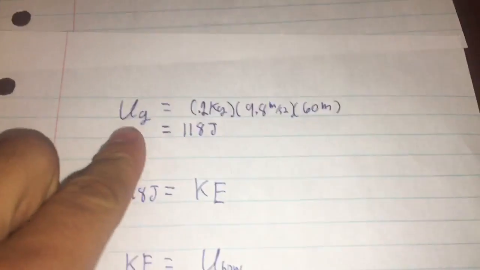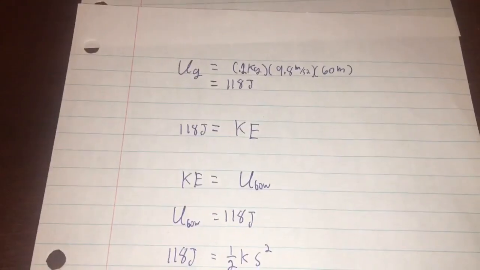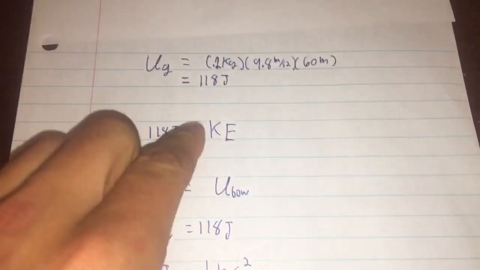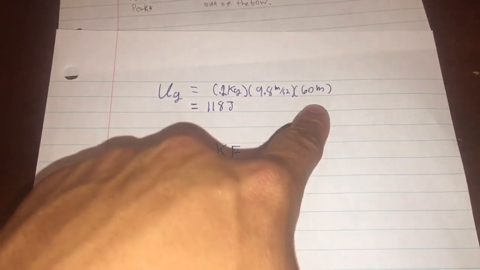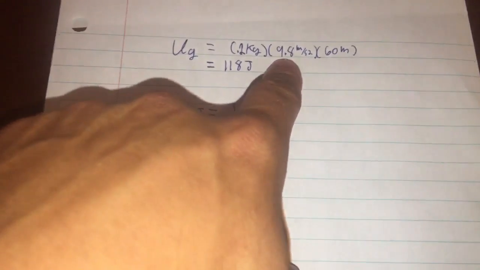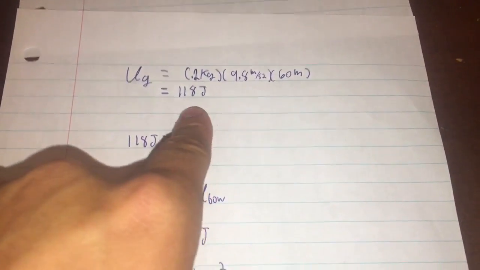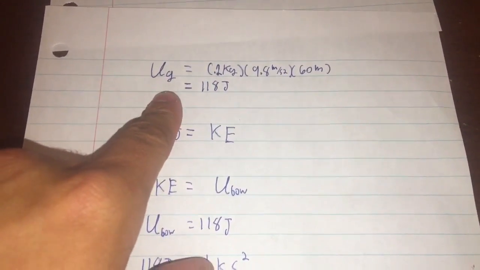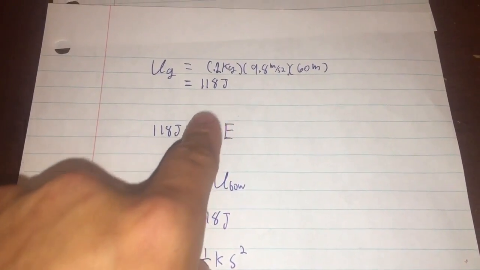The potential energy of gravity at this peak, where the arrow has stopped and reached a point where it begins changing direction in the Y components, is going to be equal to the mass times the gravity constant times h. So we have 0.2 kilogram arrow times 9.8 meters per second squared, the constant for gravity, times the height, which is 60 meters. And it's going to give us 118 joules. So because we know that the potential energy for gravity is equal to kinetic energy, we know that our kinetic energy is 118 joules.